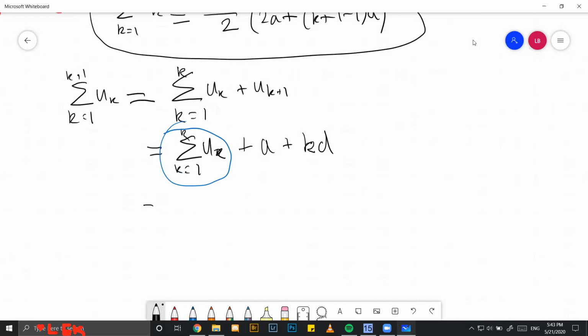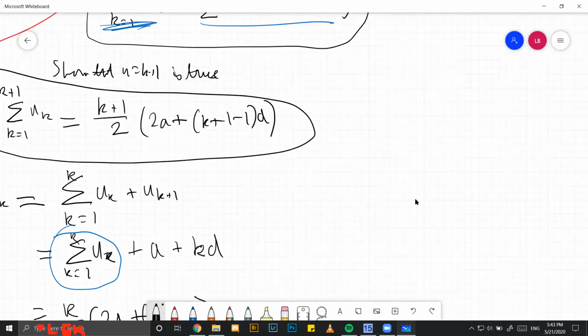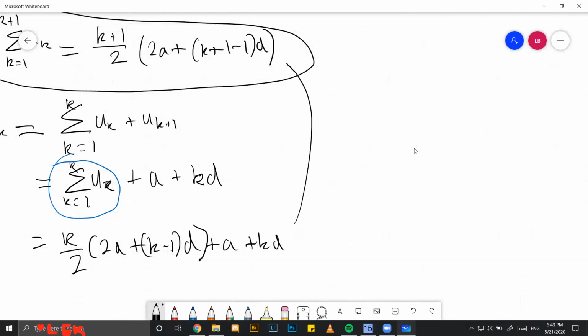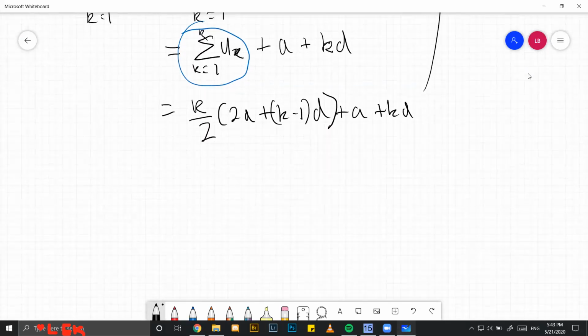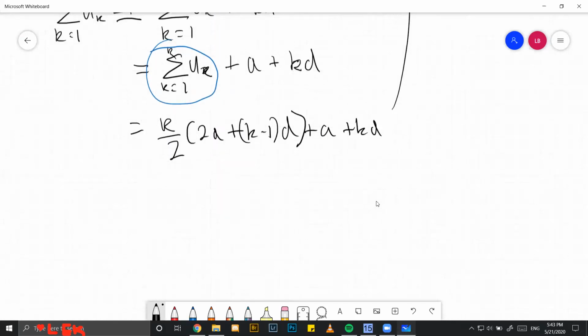It's gonna be equal to k over 2 times (2a plus (k minus 1)d) plus a plus kd. So we want to be able to take all of this and get it to here. And now it's a matter of algebraic manipulation, which albeit might be a little difficult, but at the end of the day, you know that your answer has to be correct because you know this arithmetic sequence formula is true.